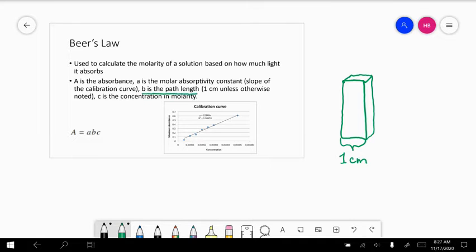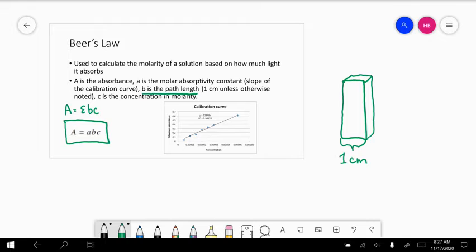So this is b. If you look in your AP reference packet, you will see this formula written in there. You're also going to see it a couple of different ways, where epsilon is the molar absorptivity constant, or the slope of the calibration curve. So you might see EBC, or you might see some of the other variables written differently, but the important part is the absorbance.